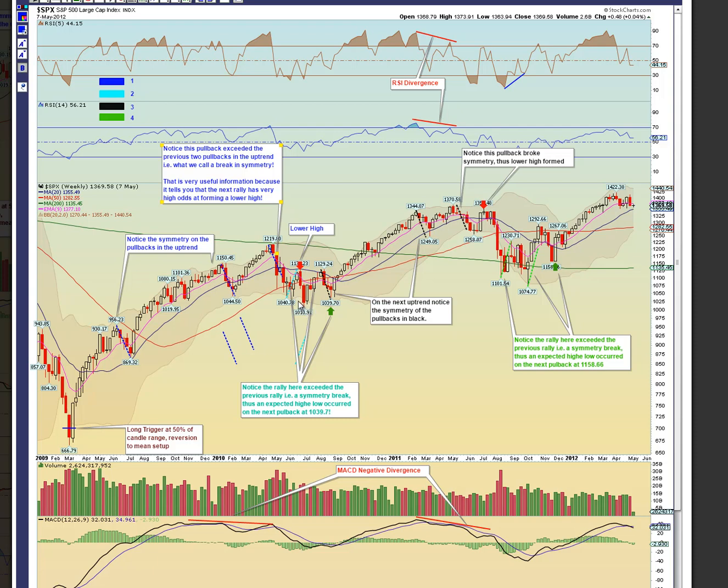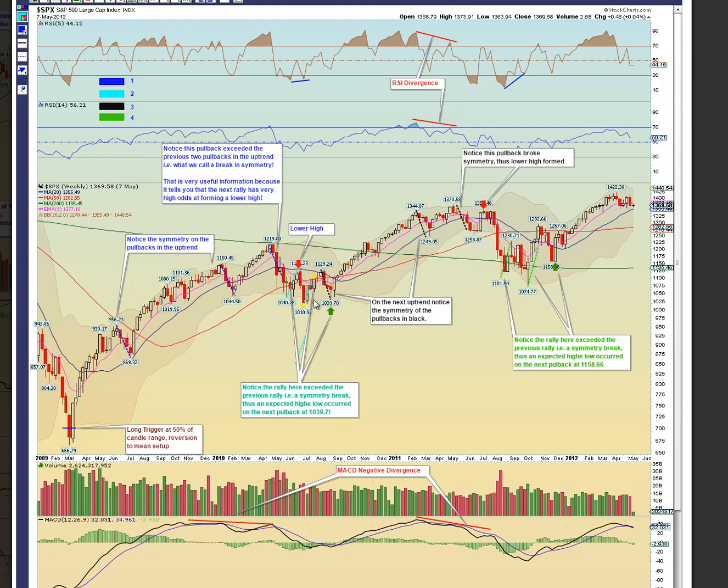Market pulled back again. Now here we formed a divergence. See, there was a little divergence. We bounced again. Now here, let me just remove these. You can see you had a rally here from 1040 to 1131. So then on your next rally, you know the strength of that bounce. Notice it rallied quite a bit higher. This was a break in symmetry to the long side. That told you, hey, look for a lower high.